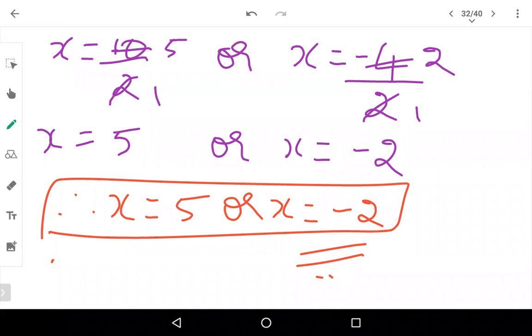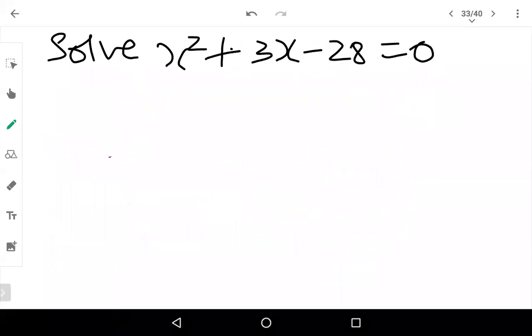Good. Minus 4 by 2. Yes, x is equal to 5, or x is equal to minus 2. Okay, now let's go to the next problem. Let's all solve it together so that we get the answers quickly. Fine. So let us start.